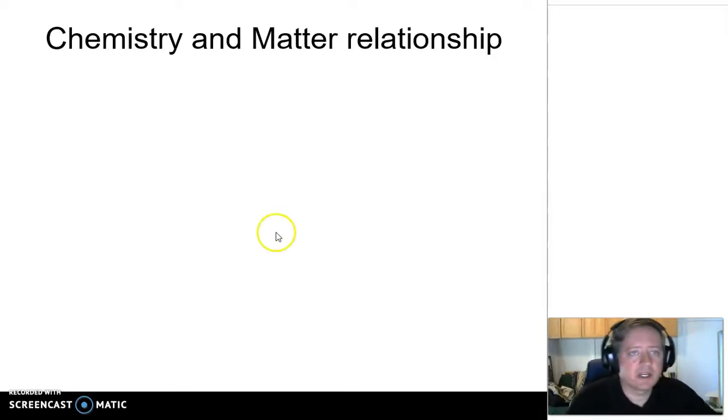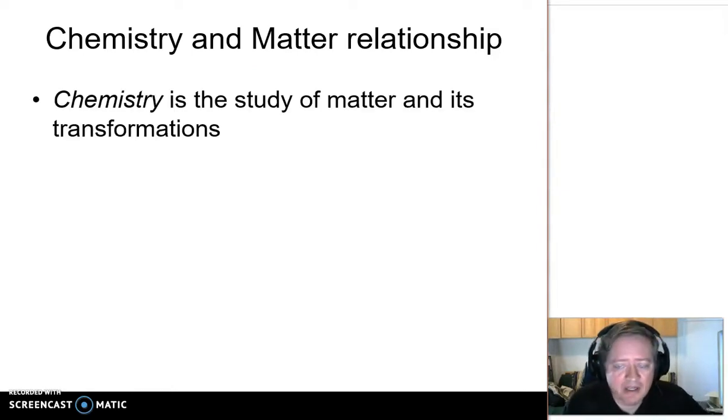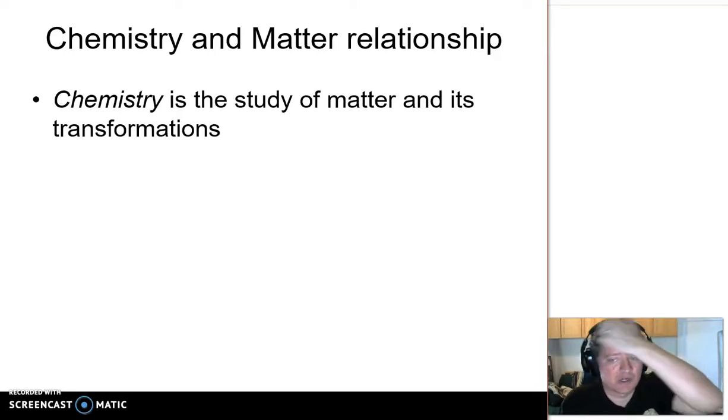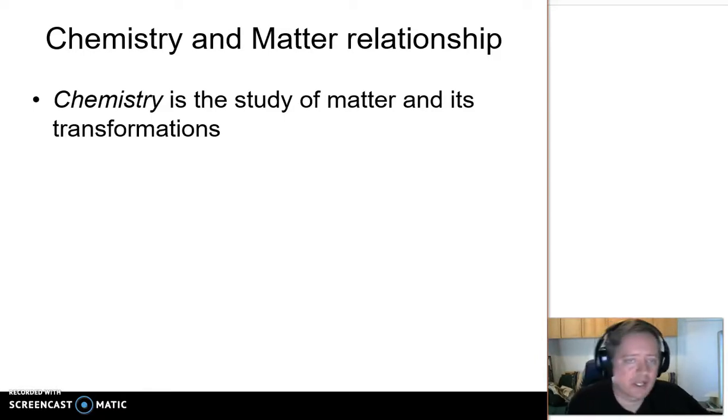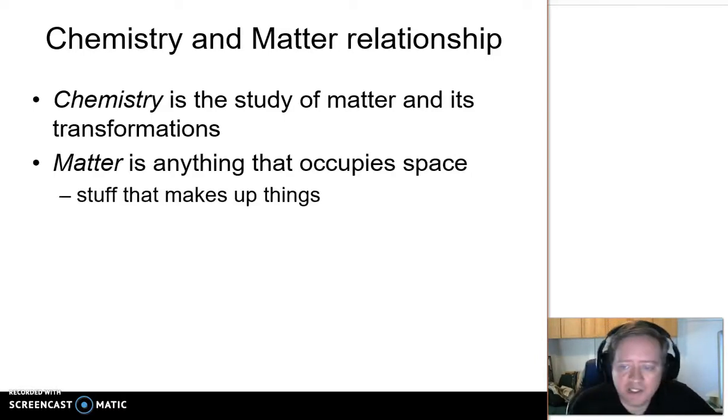To begin with, to understand chemistry and matter, we need to differentiate the two. Anything that studies matter and how it reacts, how it transforms, how it interacts with everything else, we call that chemistry. It's one of the branches of physical science. We know physics is one, chemistry is the other. And matter, as we've already talked about, is anything that has mass and occupies space. So it's the stuff that makes up everything.